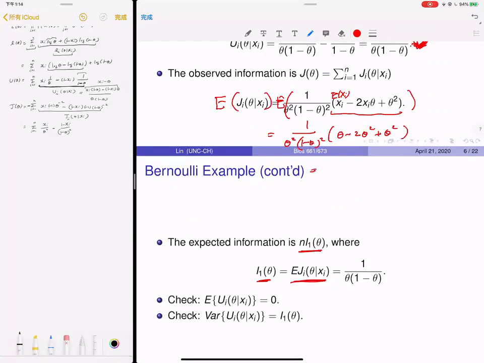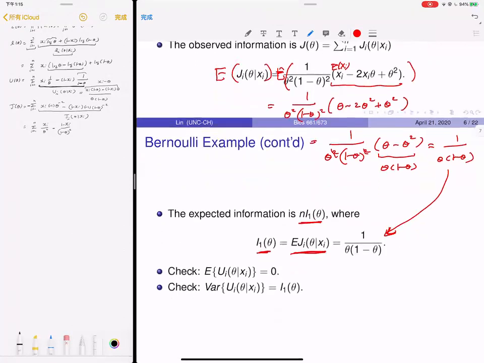Okay, so that means I could simplify to what? Theta, then minus theta squared. So this guy becomes theta times 1 minus theta. Then cancel out this guy right here, it becomes 1 over theta times 1 minus theta. It's exactly what's going on right here. So that means the information number for the Bernoulli case is 1 divided by theta times 1 minus theta.